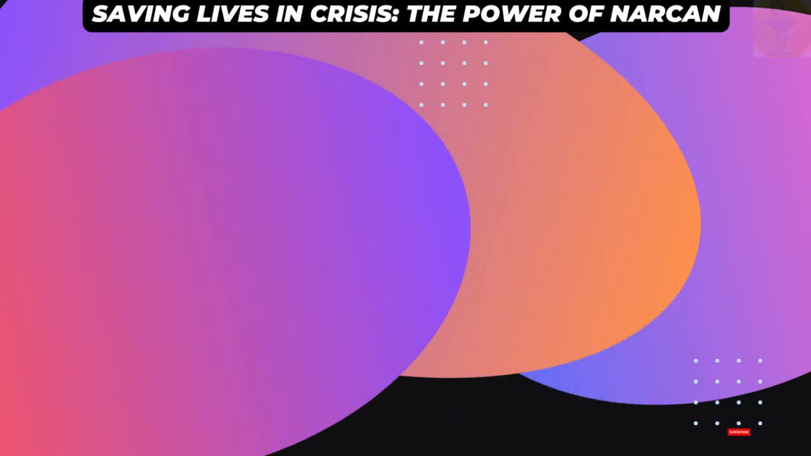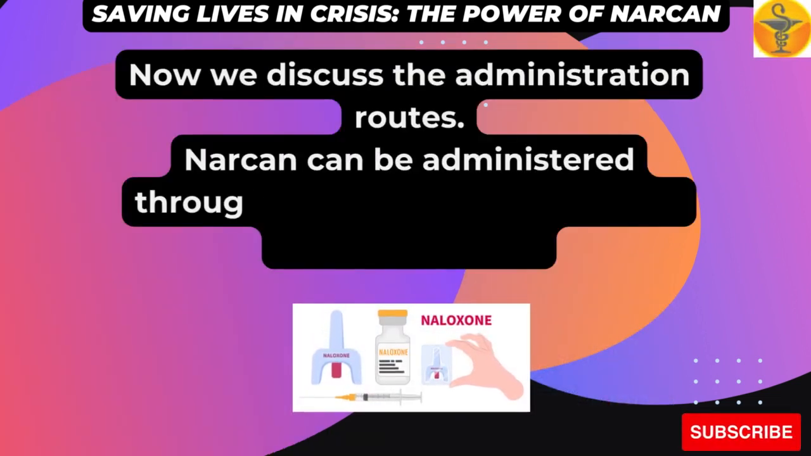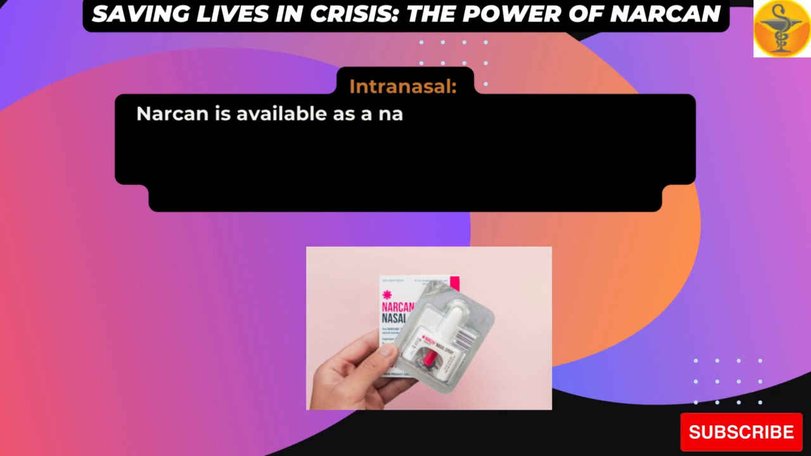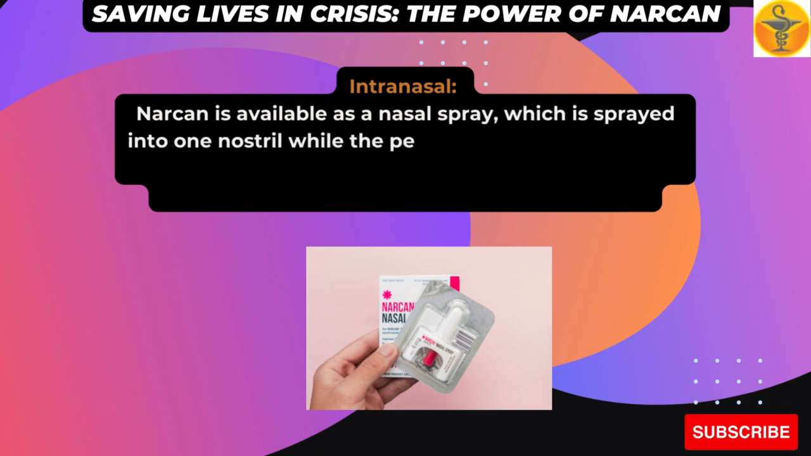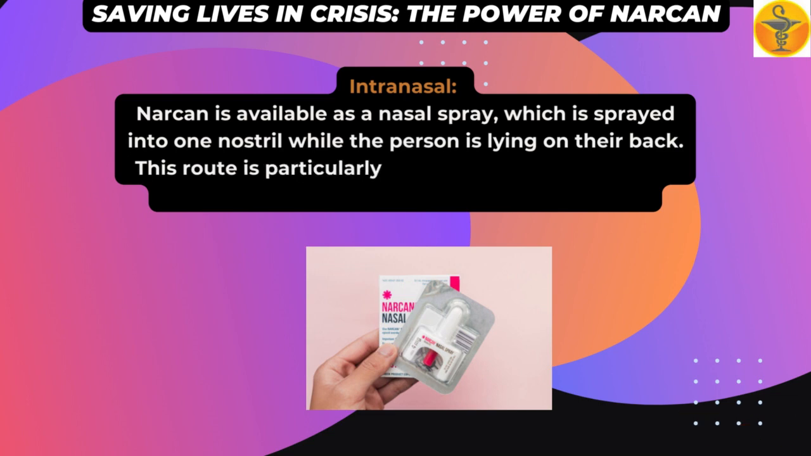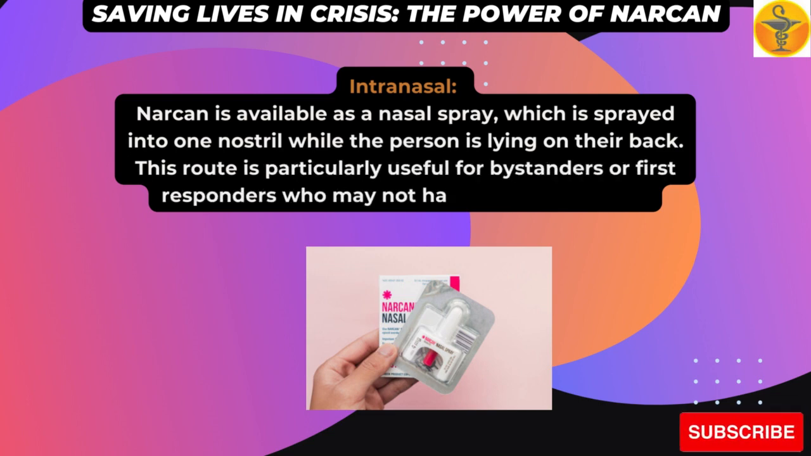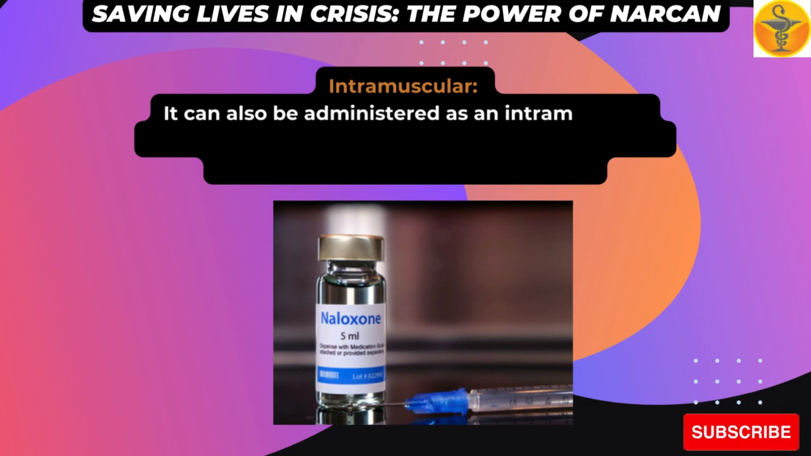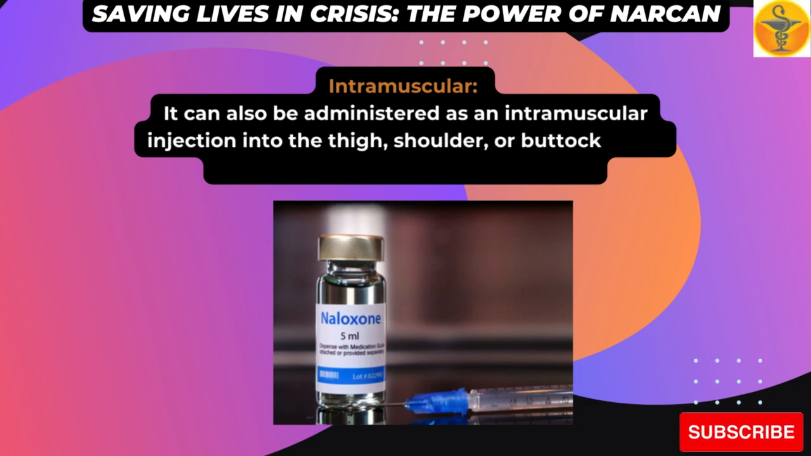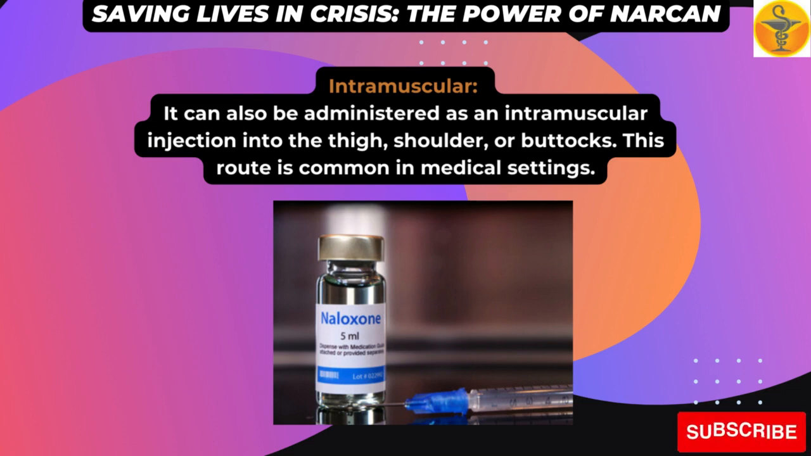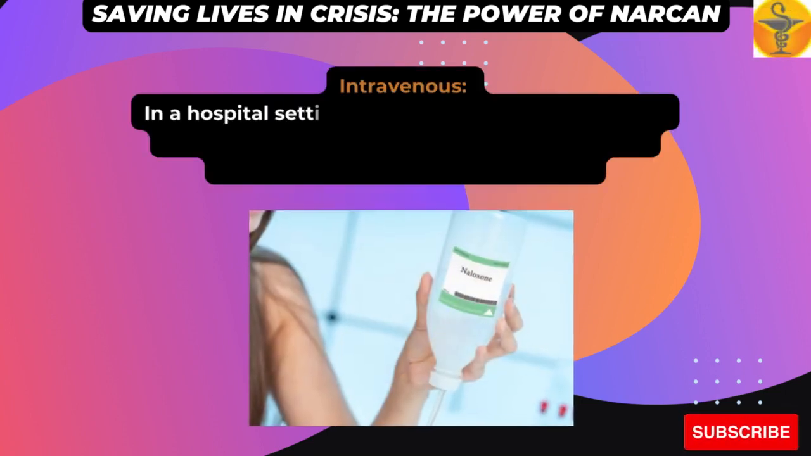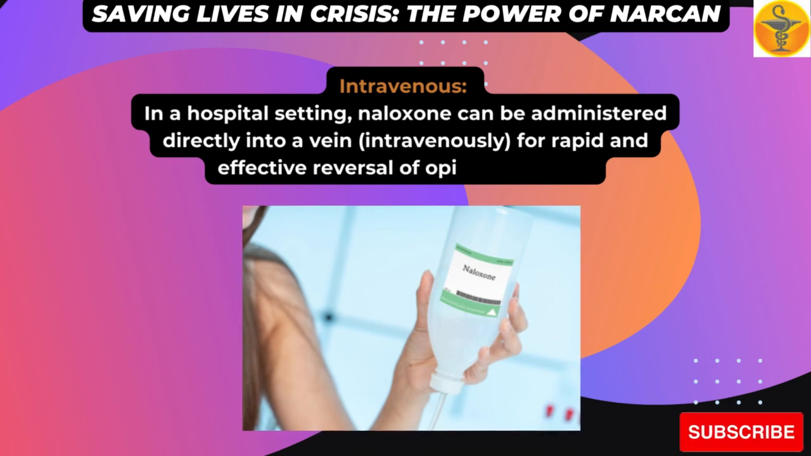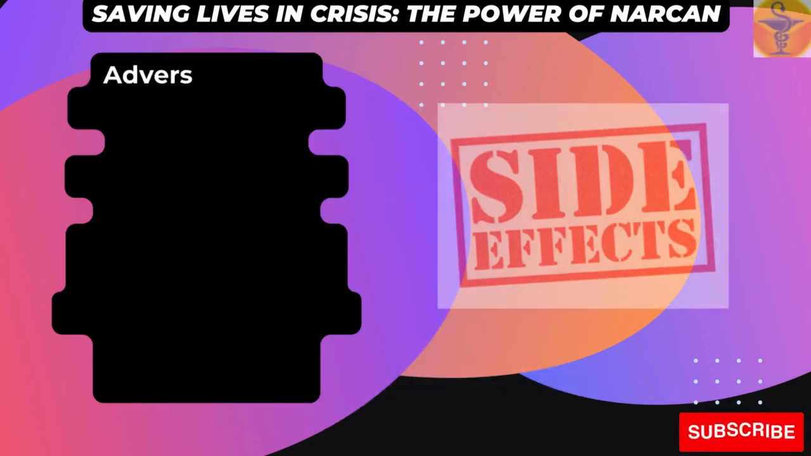Administration routes. Narcan can be administered through various routes depending on the situation. 1. Intranasal. Narcan is available as a nasal spray, which is sprayed into one nostril while the person is lying on their back. This route is particularly useful for bystanders or first responders who may not have medical training. 2. Intramuscular. It can also be administered as an intramuscular injection into the thigh, shoulder, or buttocks. This route is common in medical settings. 3. Intravenous. In a hospital setting, naloxone can be administered directly into a vein, intravenously, for rapid and effective reversal of opioid overdose.